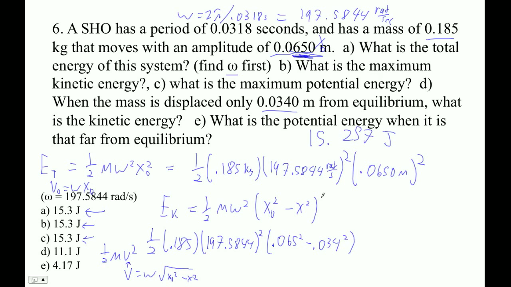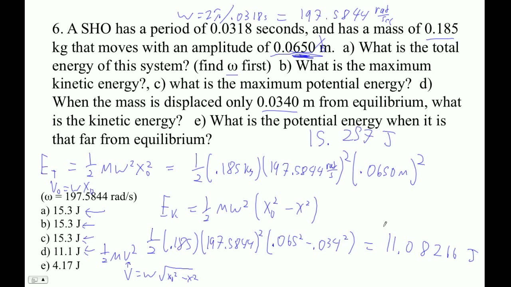Okay, so I'm going to go second entry. And I'm so lazy, I'm going to put parentheses in there. So I'm typing 0.5 times 0.185 times omega squared, which is 197.5844 squared, times parentheses 0.065 squared minus 0.034 squared. And I get 11.08266 joules. So that's 11.1 joules.